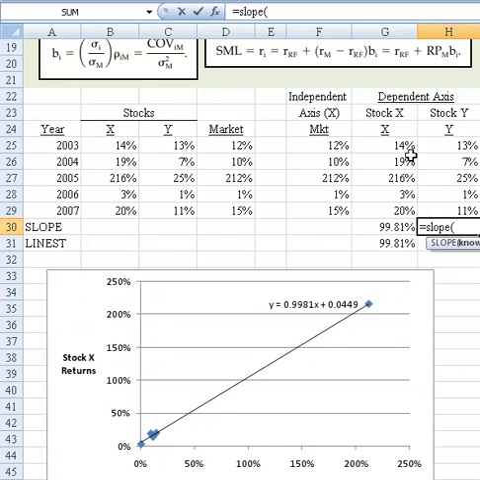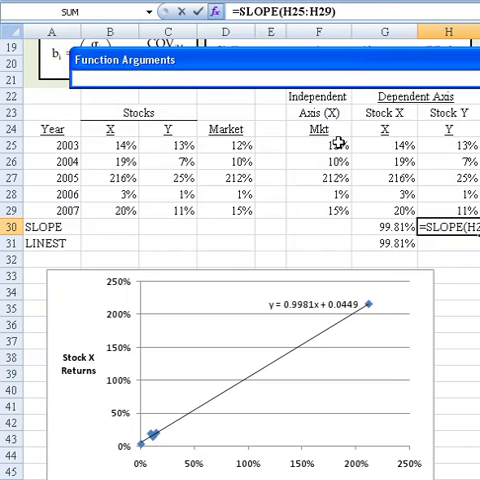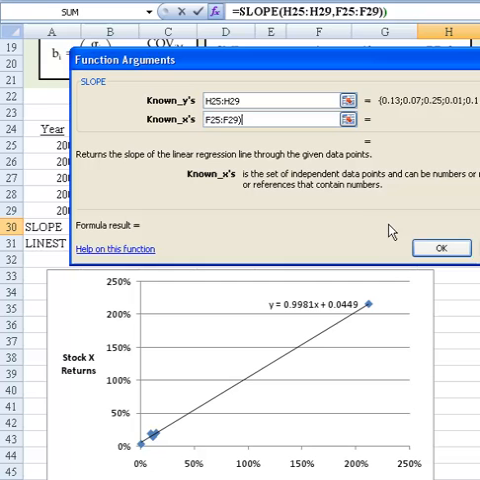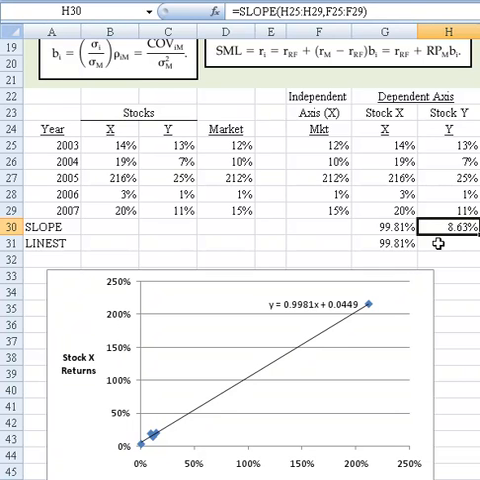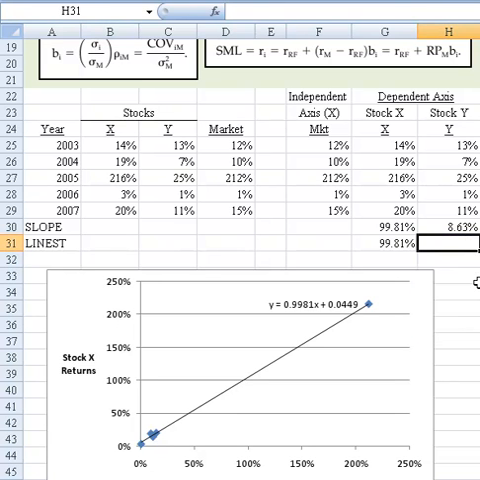Known x's would be these values now. Let me call it up here so you can see me do it there. And the known y's again are the return on the market. So I get, oh, I've got an error there. 0.0863 is the beta, or 8.63%, right? You could do it each way. Oh, excuse me there.